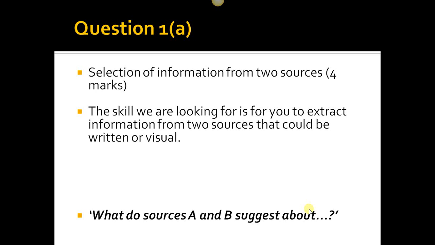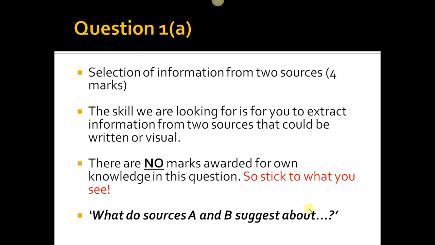But I'm not going to be able to say that all of these are going to be written, or all of them are going to be pictures, or all of them are going to be cartoons. That's where you have to jump in there and take from each one what you can. And it really isn't that hard. I'll give you an example of this one. Remembering there are no marks awarded for your own knowledge in this question, so really stick to what you see.